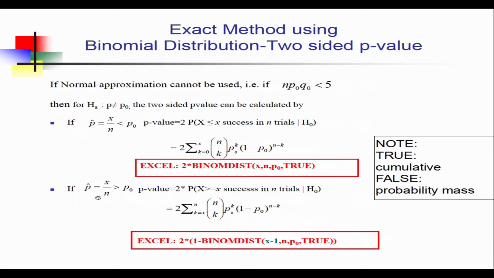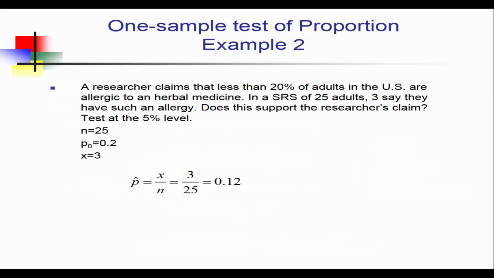On the other hand, if your p hat is greater than p0, then your p-value should be calculated on the upper tail, the right tail. That is the probability beyond your observed small x. Then you double it, and that gives you the p-value for the two-sided test. So now let's look at how to implement this exact binomial method using an example.